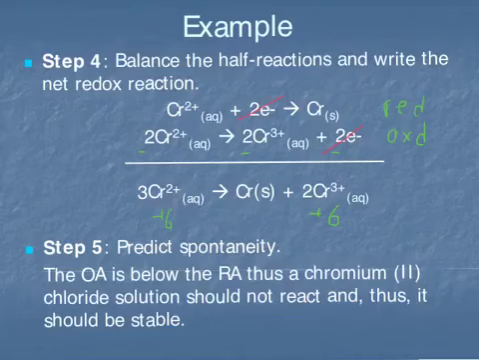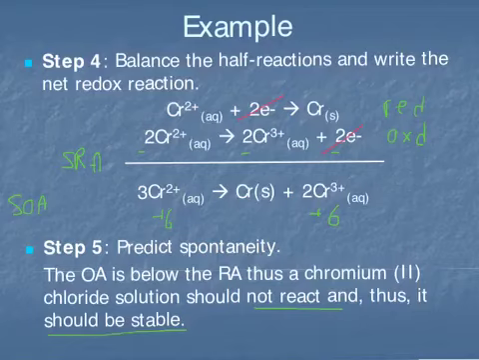The last thing we need to do is predict if this reaction is spontaneous. In this case, we find that chromium 2+ as the oxidizing agent is actually listed below our reduction half reaction table, below our chromium 2+ acting as a reduction agent. So therefore, this is not a spontaneous reaction. It should not react. Therefore, a solution of molten chromium 2 chloride should be stable as is. That is, it will not undergo disproportionation reactions.